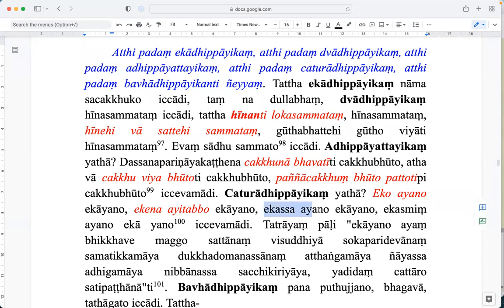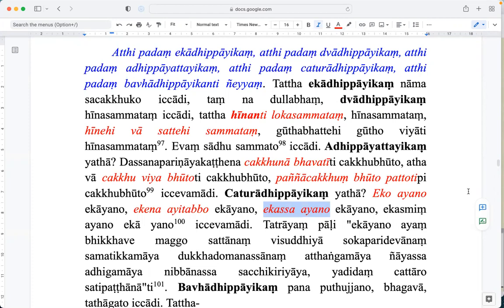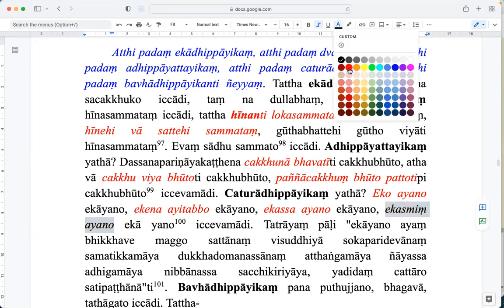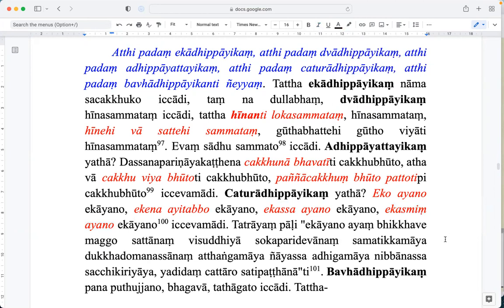And then another way, Ekasa Ayano, Ekayano. So Ekayano ayambe kwe mego ariyo atengyo mego, in the Mahasatipatthana. Ekasa Ayano, the way for only one. Ekasa, the Surido Paya Ekayi, the way of the only one Buddha. And then Ekasame Ayano. So Eko Ayano, Ekena Ayitabo, Ekasa Ayano, Ekasame Ayano.